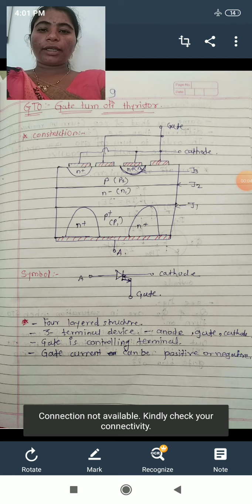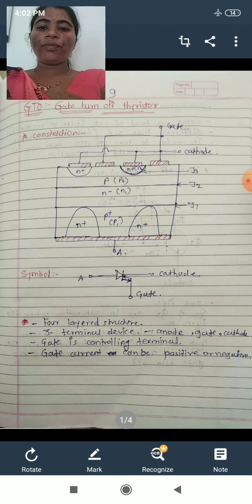Hello guys, today in lecture number 9 of Power Electronics we will learn the topic GTO, that is gate turn off thyristor. In this topic we have to learn the construction of the GTO, the working of the GTO, and then its applications. See one by one. First is the construction of the GTO.